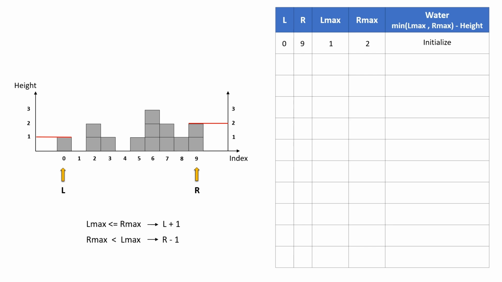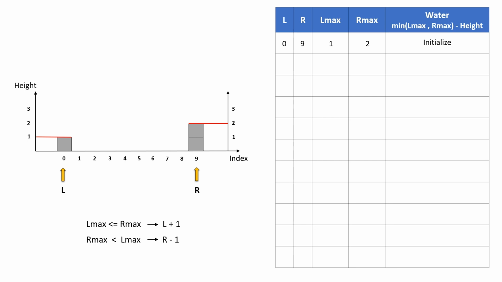And the third case, where Lmax and Rmax are both similar, we can give it to either side, but I would choose to give it to the left max value. So if Lmax is less than or equal to Rmax, we would increment our left pointer. Now let's go one step at a time to see how this algorithm works. To show you from the algorithm's perspective, I will hide the current block values so that you can see how this algorithm actually performs in the background.